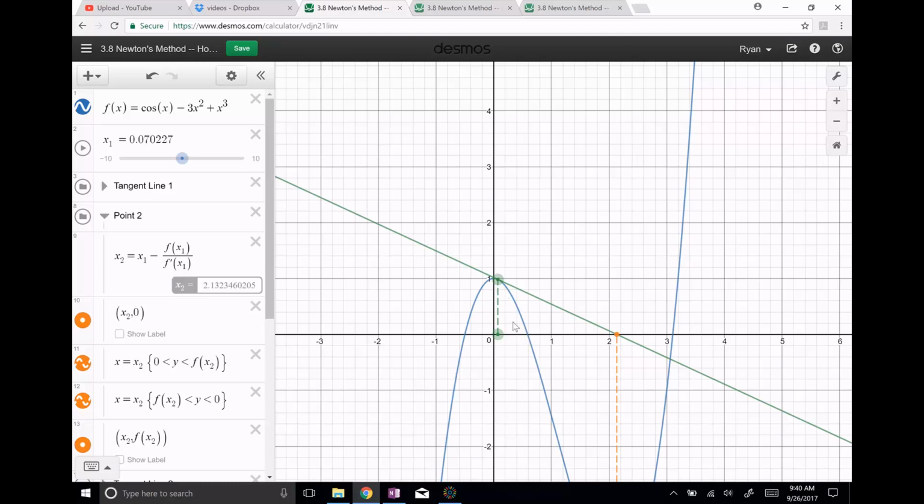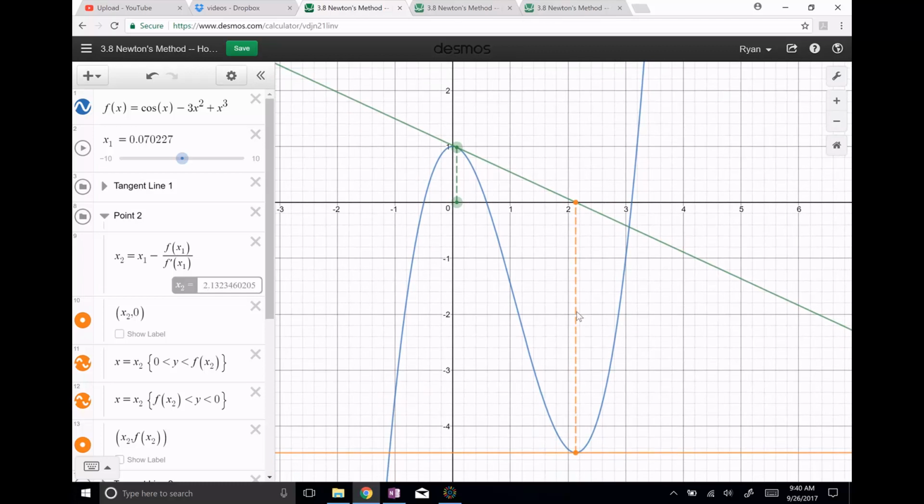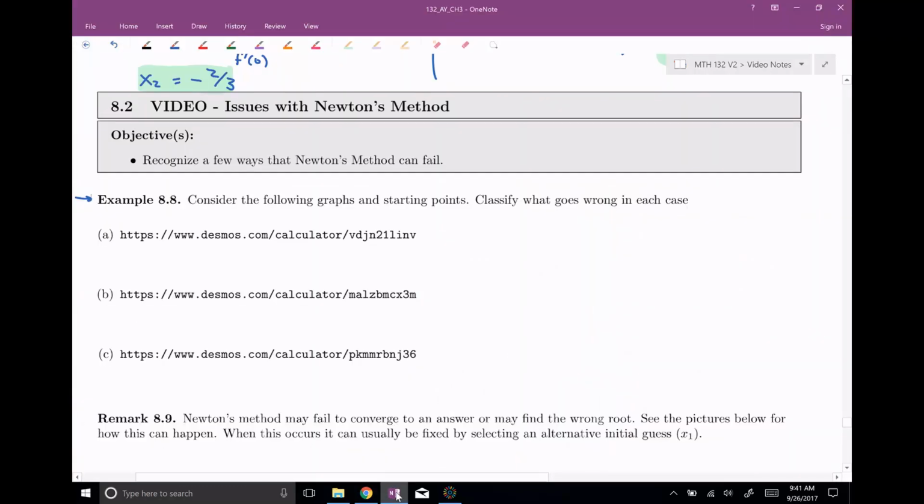So we have this initial guess, but you can see that this tangent line crosses down here. So this becomes our second guess. And when you go to the function at this point, the tangent line at that point is horizontal. And so that's the first thing that can go wrong. If you have a horizontal tangent line, it will never cross the x-axis, and so it just stops. So let me go ahead and write this down for us. The first problem that we can have is a horizontal tangent line.